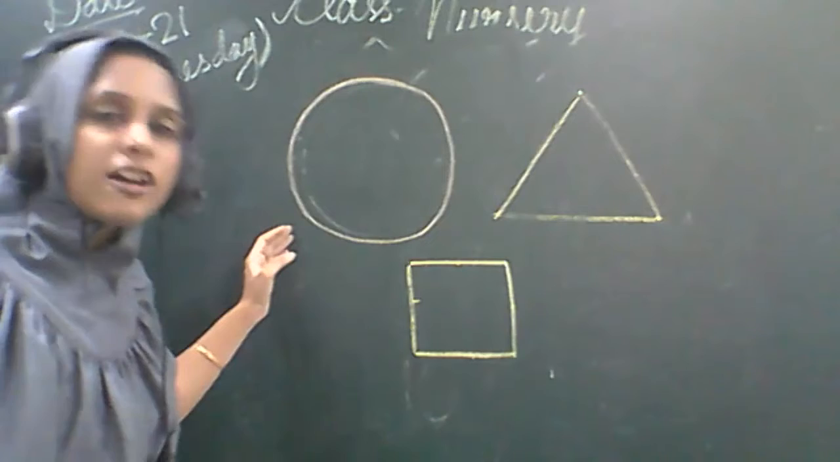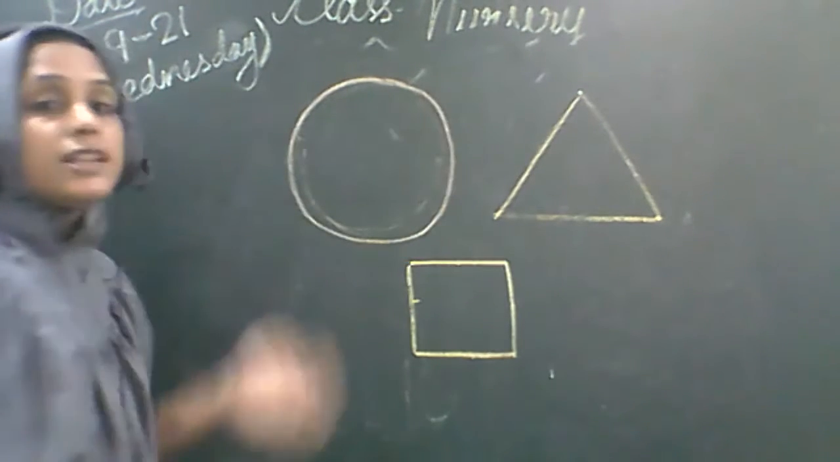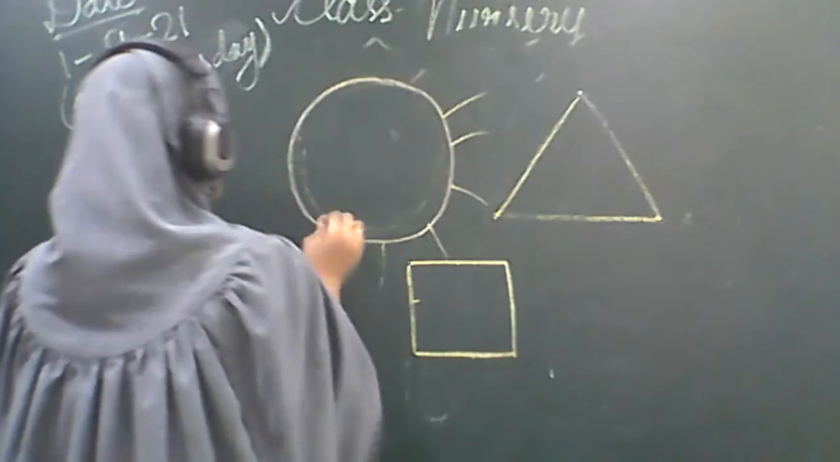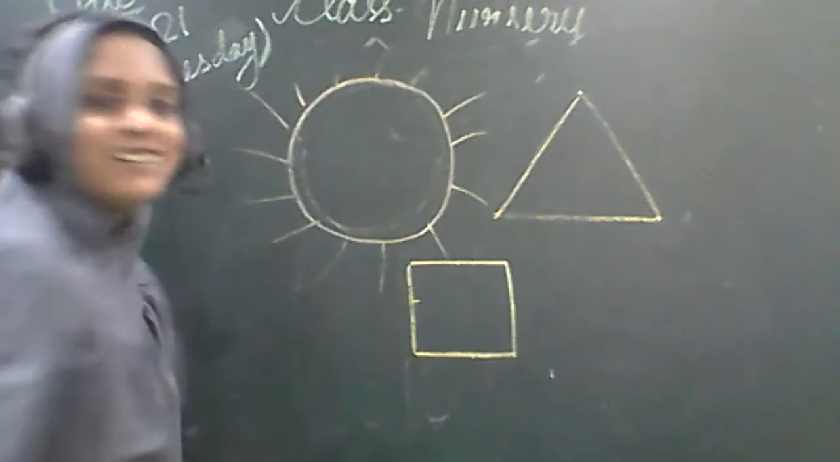Come on. Which shape is this? This is circle. Round and round. The sun is circle in shape. Sun ka shape kya hota hai? Circle.